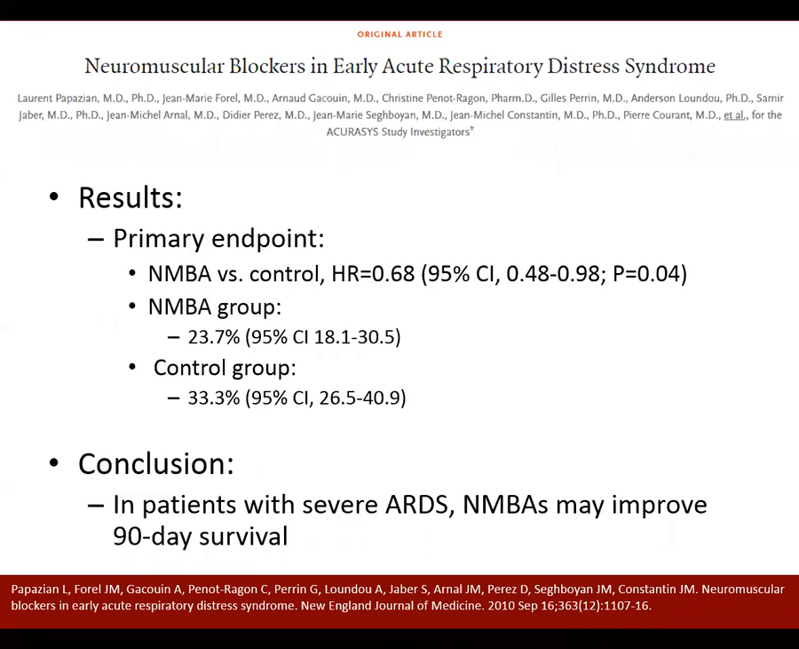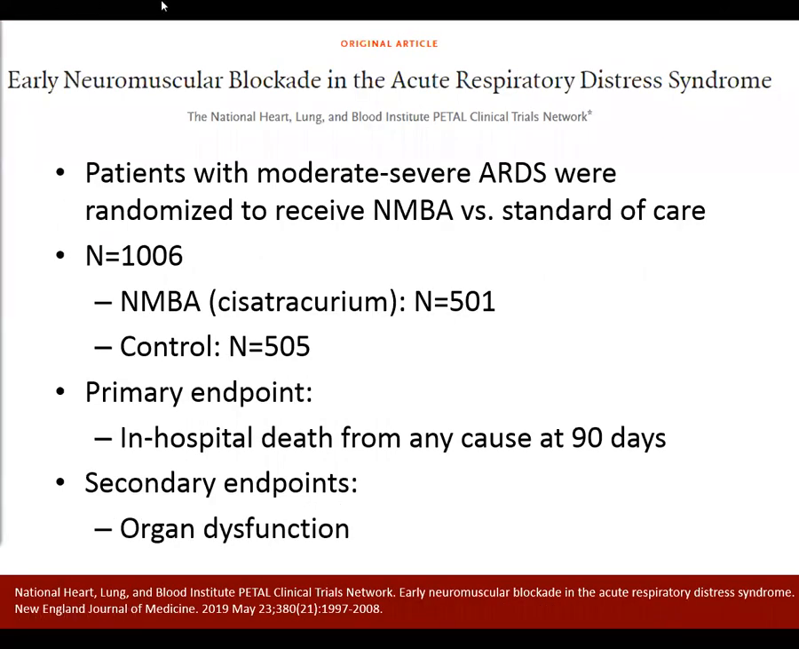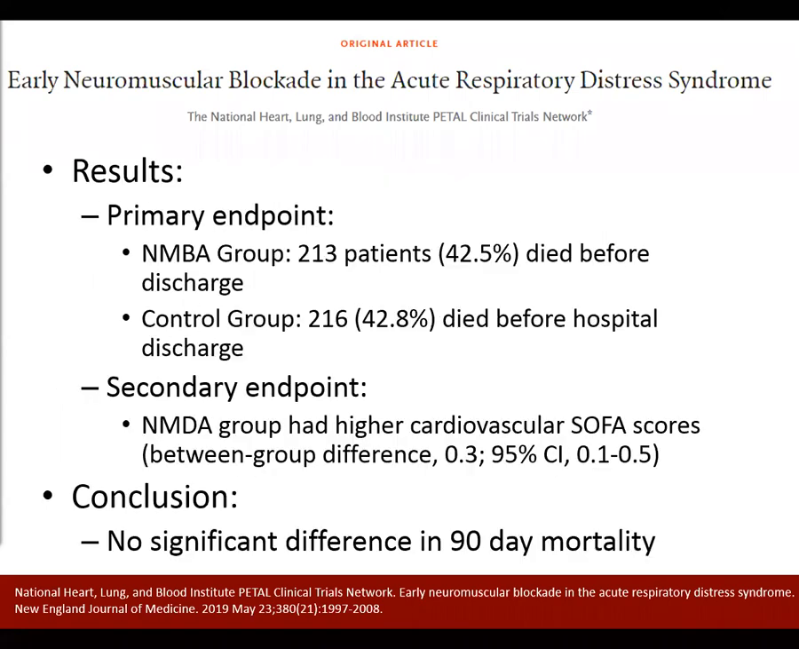Essentially what they found was that patients randomized to the cisatracurium group had a lower incidence of mortality, and ultimately this led to the conclusion that for patients with severe ARDS, neuromuscular blocking agents may improve 90-day survival. There was a similarly designed follow-up trial known as the ROSE trial, which was conducted to retest the theory that neuromuscular blocking agents improved 90-day mortality. They randomized patients with moderate to severe ARDS to receive cisatracurium versus control. Again, the outcome they were primarily looking at was 90-day mortality, but they also assessed organ dysfunction.